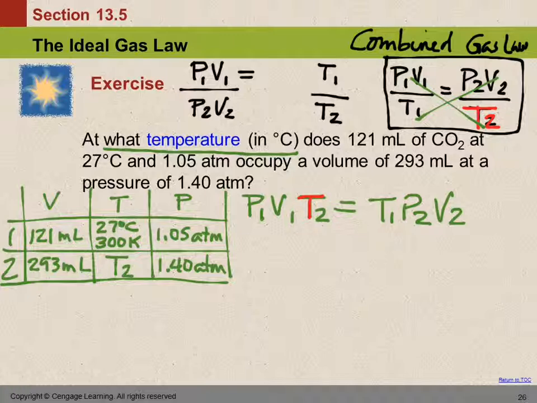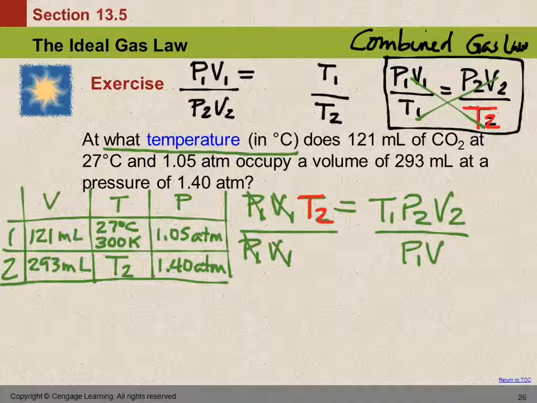Here's T2. So now I need to rearrange and get T2 by himself. And I do that by dividing by his friends. So P1 cancels, V1 cancels. If I do something to one side, I have to do the same thing to the other side. And now I've got my equation. So temperature 2 is temperature 1 times pressure 2 times volume 2 divided by pressure 1 times volume 1.